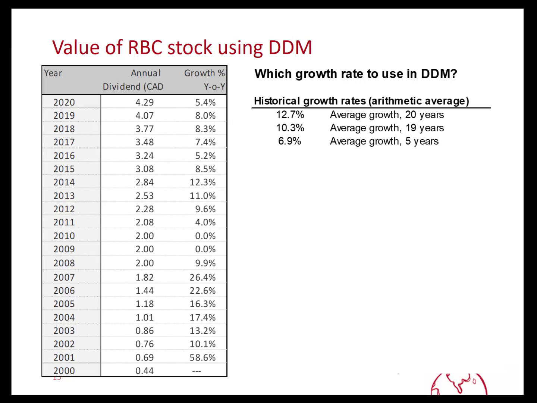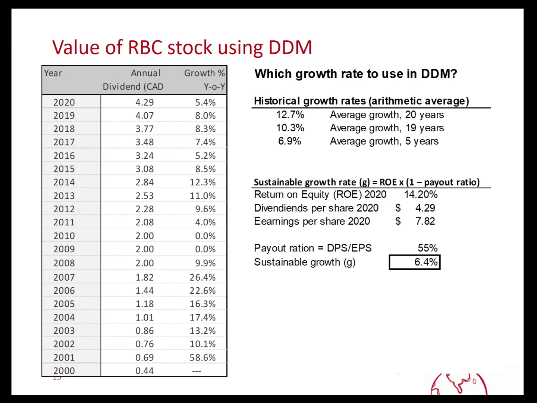So what do we do? Well, we try to take an average over different periods of time. Notice that if you took the full 20-year period, the historical growth rate would average 12.7%. If we dropped that anomalous year in 2001, it would be only 10.3%. And if we looked at only the last 5 years, it would be 6.9%. As you can see, it's quite difficult to use historical growth rates to forecast what the future constant growth rate will be.